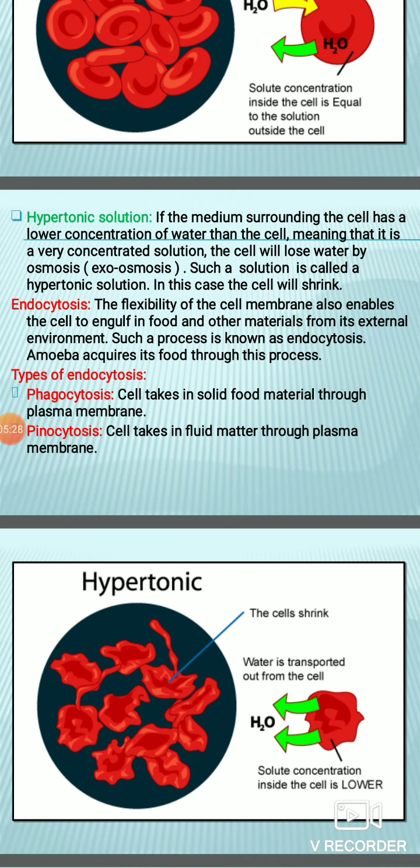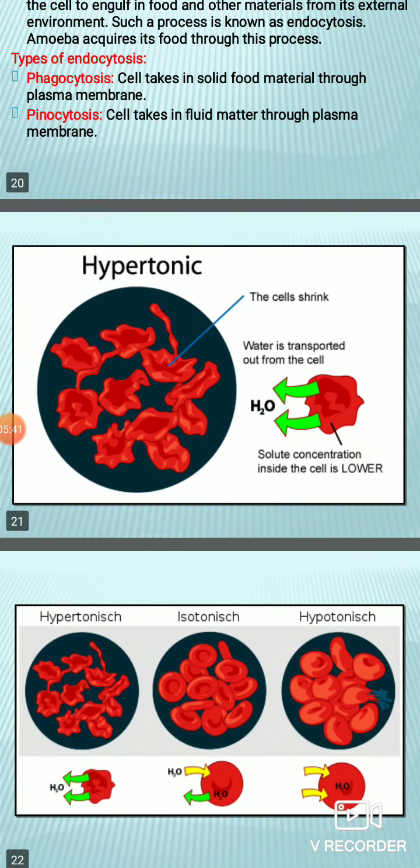Endocytosis is nothing but the flexibility of the cell membrane that allows the cell to engulf or ingest food and other materials from the external environment. You can see the diagram. So we have taken three solutions: hypertonic, isotonic and hypotonic.